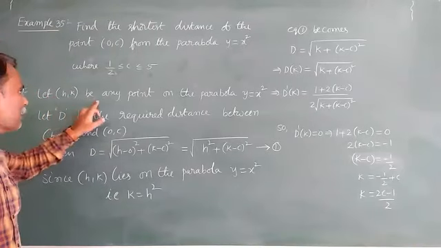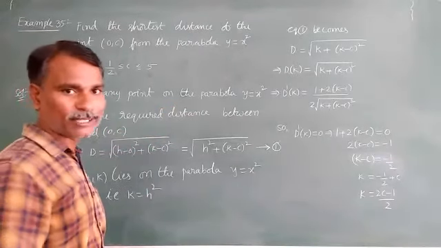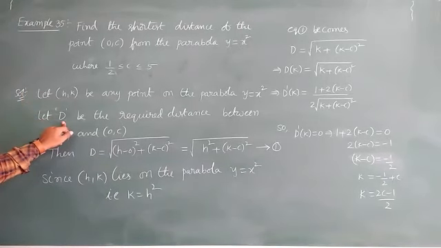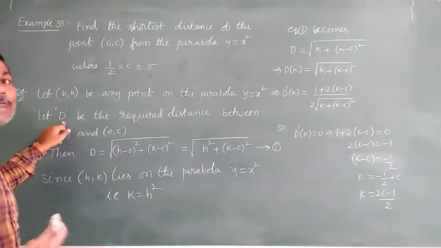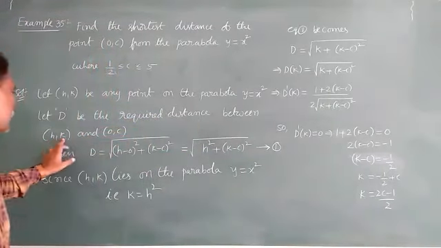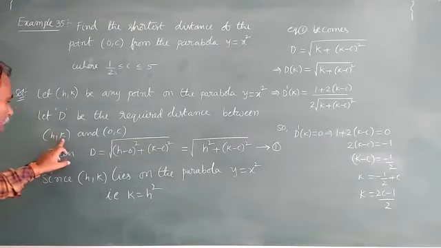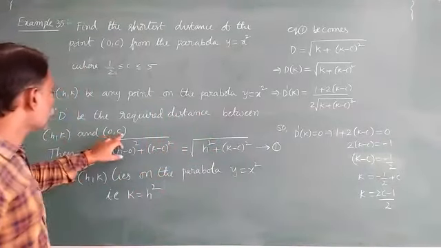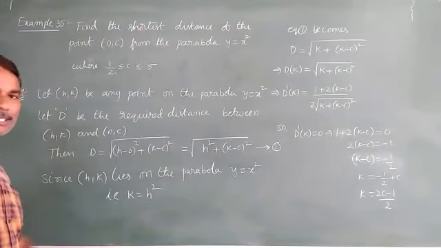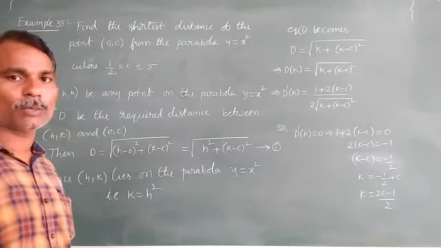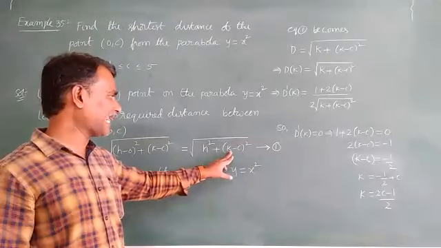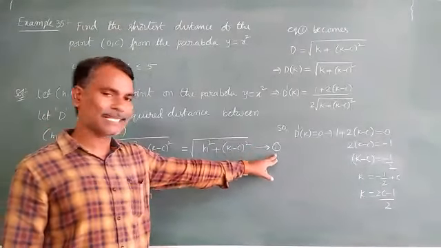Let (h, k) be any point on the parabola y is equal to x square. Let d be the required distance between (h, k) and (0, c), because I want a letter for making a formula. (h, k) lies on the parabola and (0, c) is outside. Now we take the distance between these two points. The distance formula is the root of (x1 minus x2) whole square plus (y1 minus y2) whole square. We get d equal to the root of h square plus (k minus c) whole square. Consider this as equation 1.